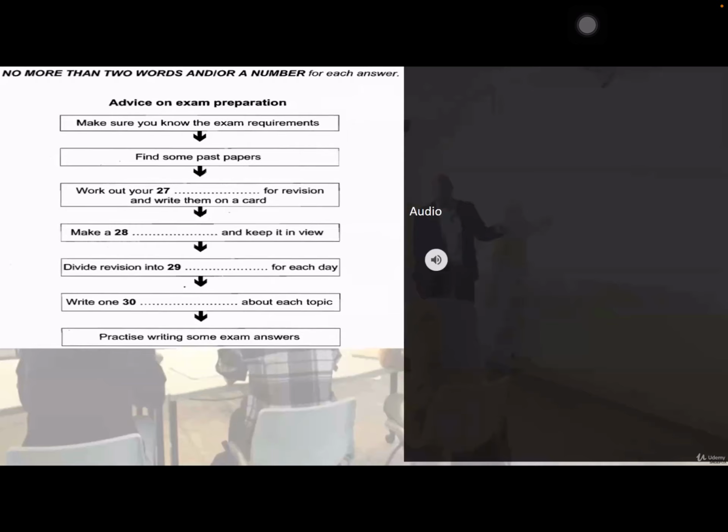easy flow chart, right? They're going to start at the top and go all the way directly down to the bottom. You're listening for the synonym language, work out your, right? Make a, right? You're the synonym for that. Divide into. So you're listening for that synonym language. That's what you're listening for. All right, so I'm going to go ahead and play the audio. It's just going to go through questions 27 through 30.